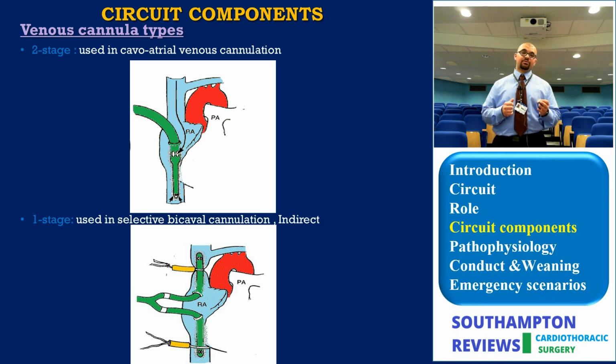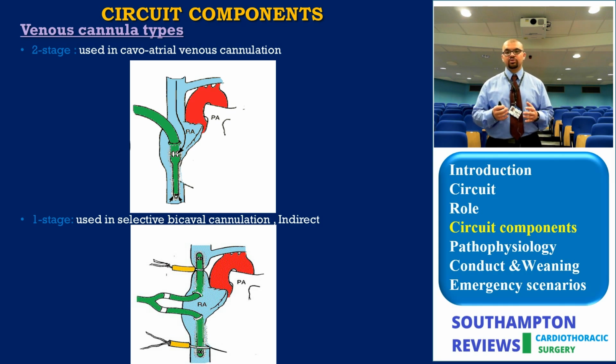So the first type of cannula is a two-stage cannula in which there are holes in the body as well as the tip of the cannula. This is used in cavoatrial cannulation, and this is more suiting to certain surgeries such as, for instance, AVRs, CABG and AVRs.